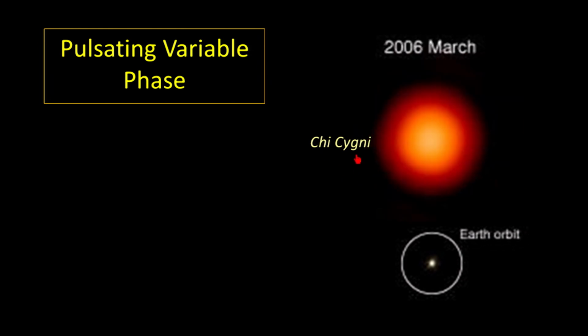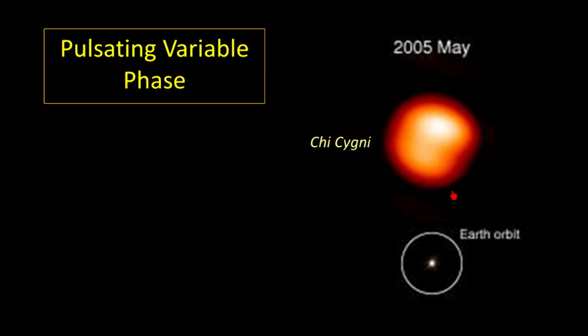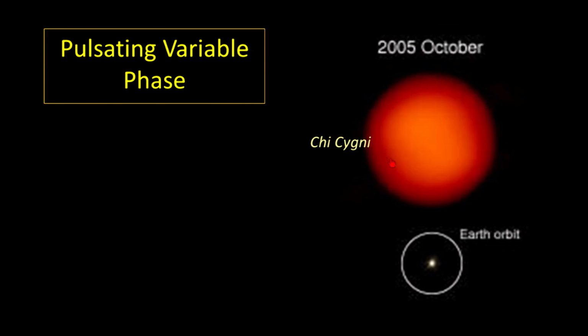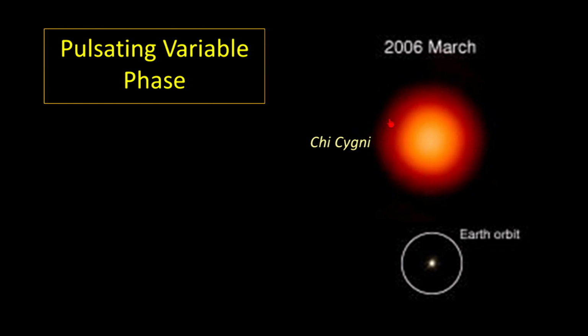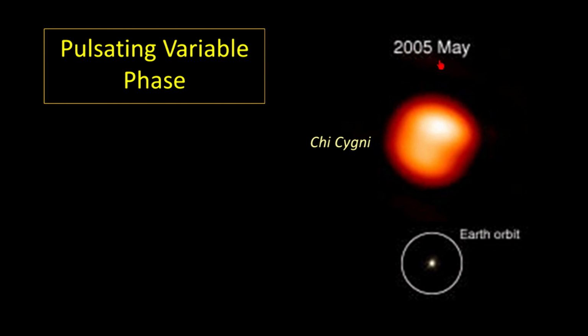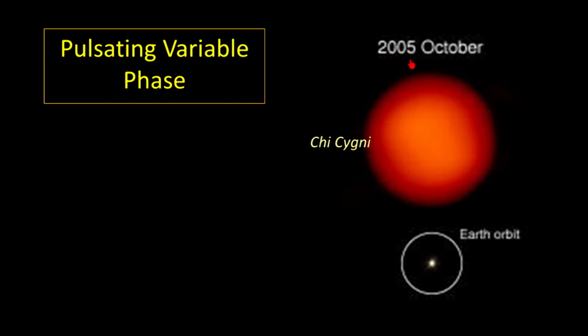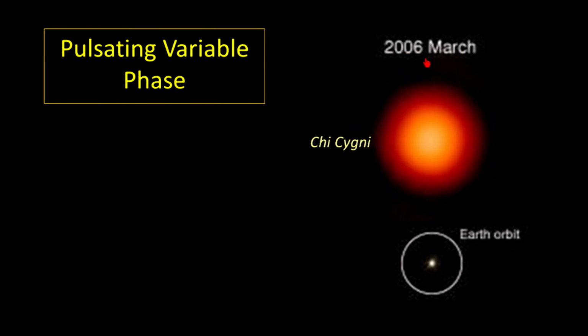The star is called Chi Cygni, and these are pictures taken with a very, very sophisticated telescope that can actually reveal the surface of the star. So you're actually seeing the surface of the star. Now notice the dates that go by. May of 05, October of 05, March of 06, and then May of 06, and then it repeats.